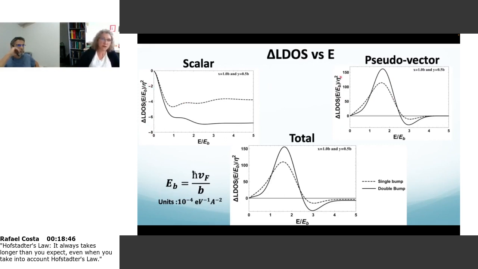And you see that the change produced by the pseudo vector field, these combinations of the strain components that make this quantity, is 2 orders of magnitude larger than the scalar one. So when you add the effect of both, basically the change in the local density of state is dominated by the pseudo vector field, and that's why we tend to focus on this quantity more than the scalar one.